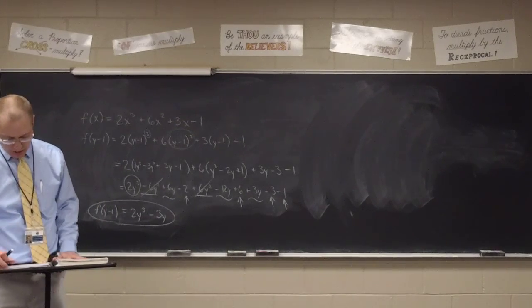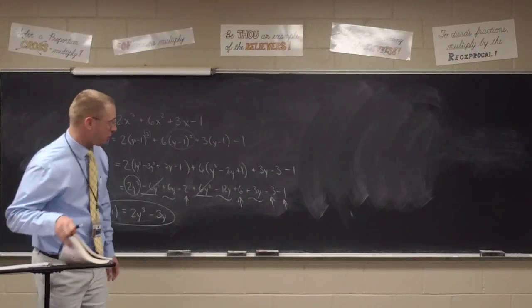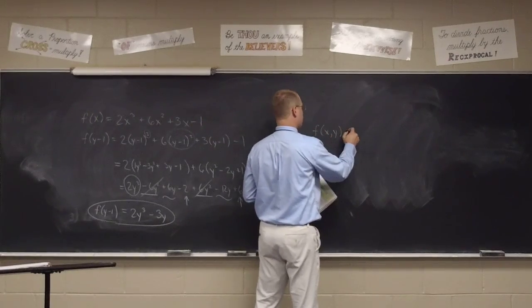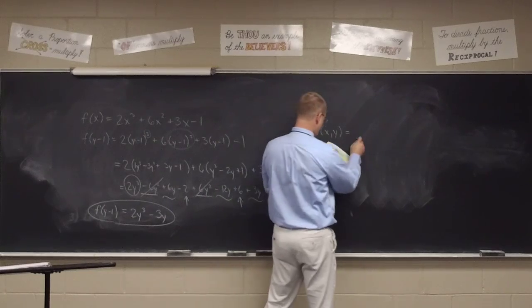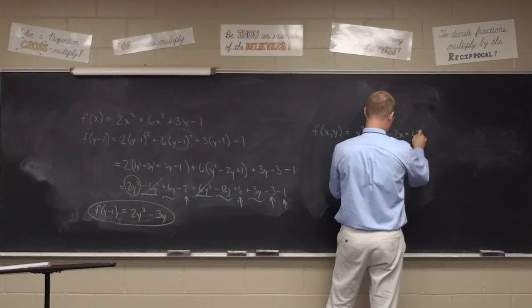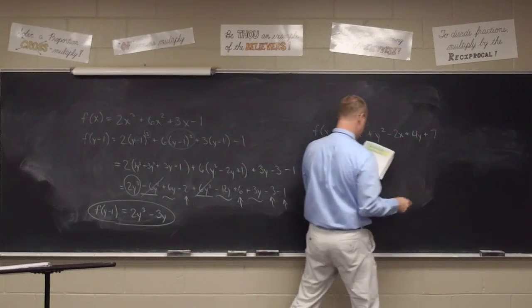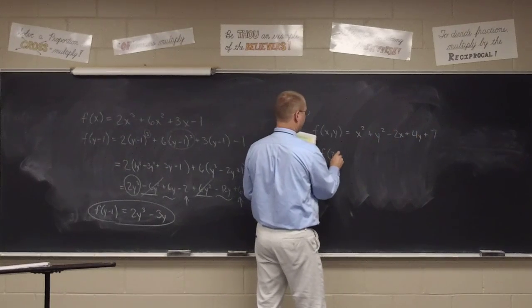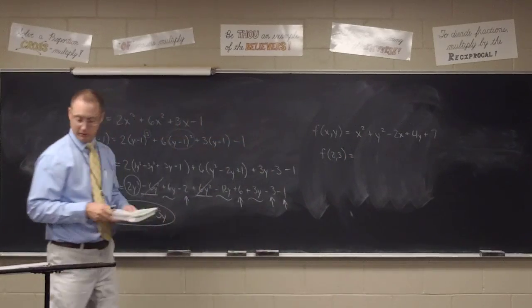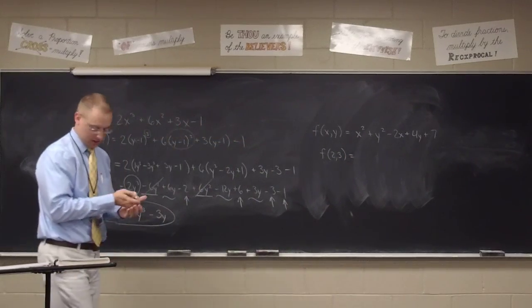Okay. All right. Take a look at number 8. And we looked at a couple of these yesterday where we've got two variables in the function f of x, y. And we've got x squared plus y squared minus 2x plus 4y plus 7. And finding f of 2, 3 at your seats. Finding f of 2, 3.